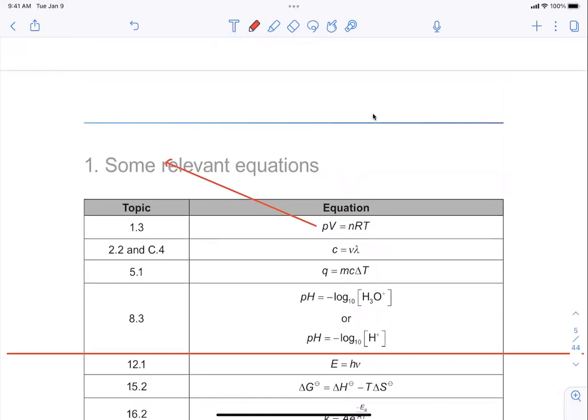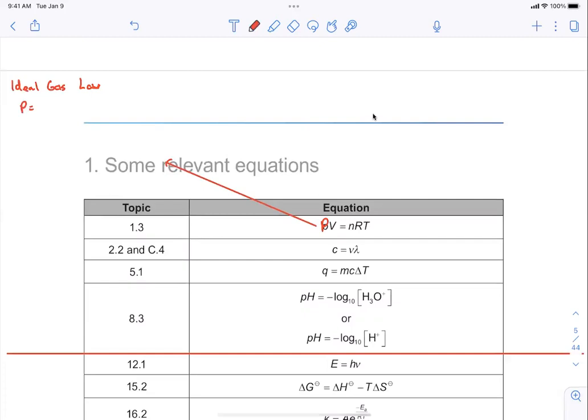This first equation is the ideal gas law. Okay, PV equals nRT. I don't really like this as a lowercase p. I prefer a capital P, but it's their choice here. PV equals nRT. Now, things we need to know about each of those variables.